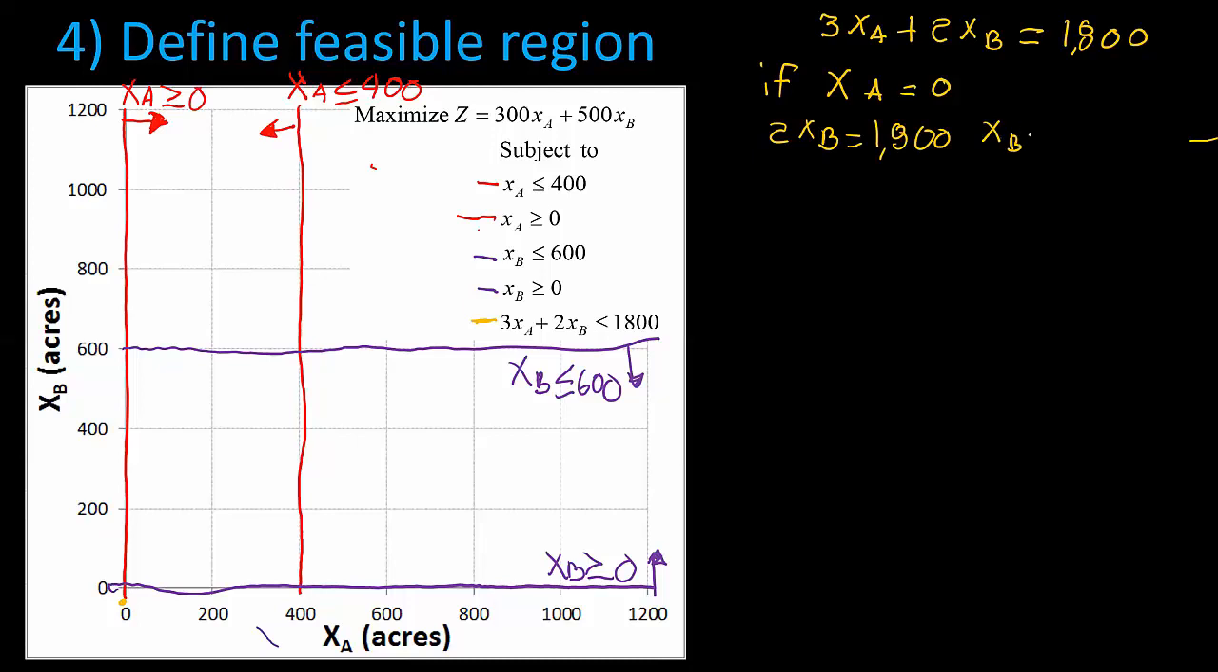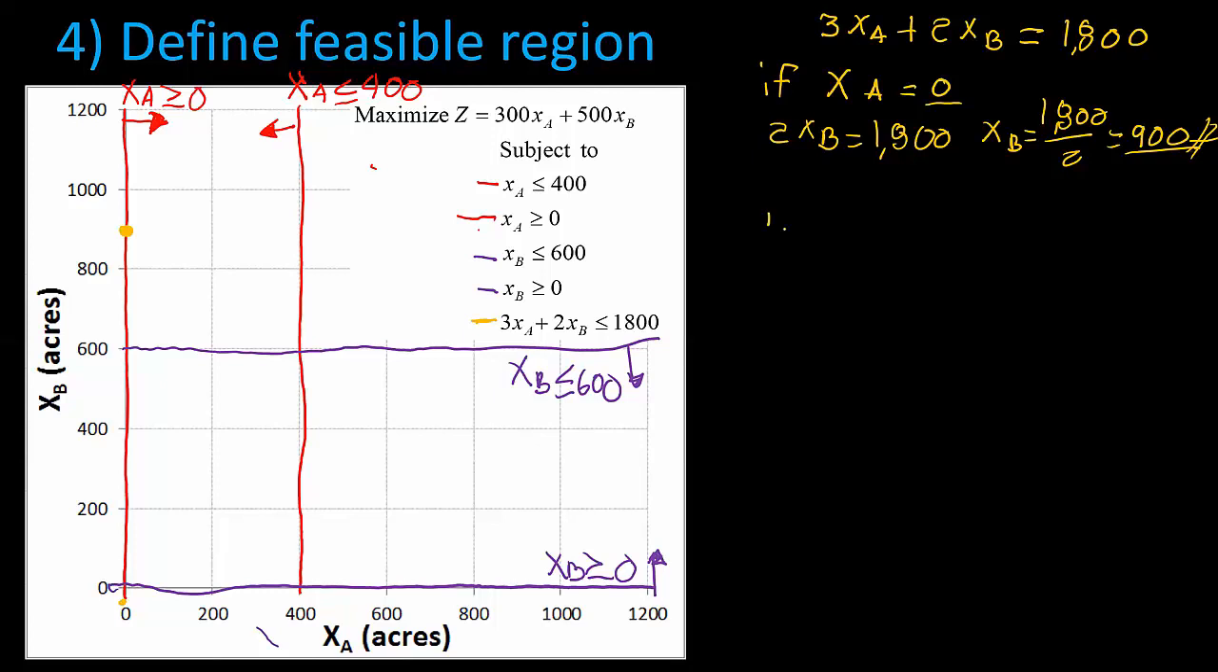XB will be equal to 1800 over 2, equal to 900. So the x-axis is crossed at (0, 900). Okay? Now to create a line, I need 2 points. So let me look for the other point. It will be the same when the line crosses, in this case, the x-axis.